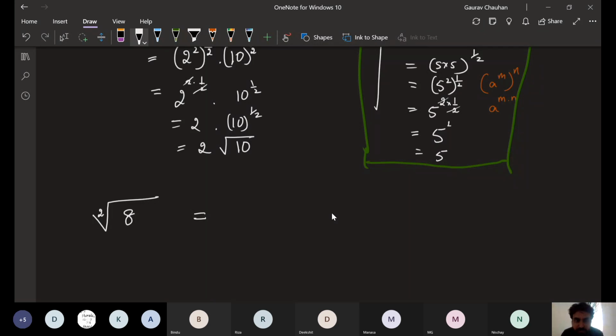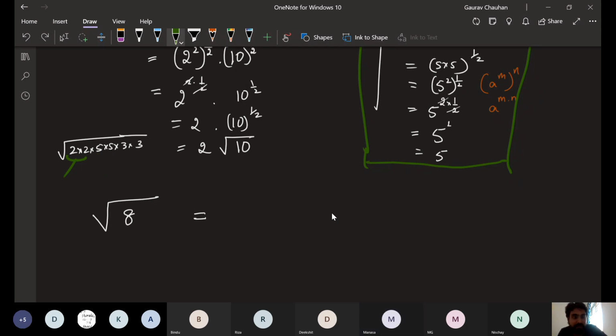Suppose it's root over 2 into 2 into 5 into 5 into 3 into 3. What I'm taking, 2, 2, this I'm taking out. From here I'm taking out 1. From here I'm taking out 1. Okay, Mansa? Yes, sir. In pairs I'm grouping.